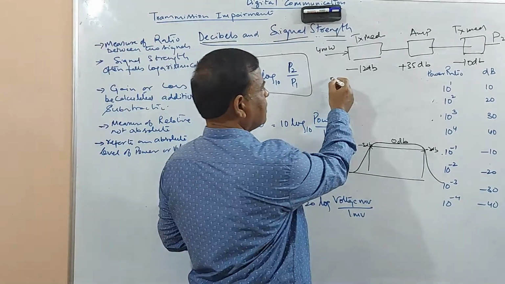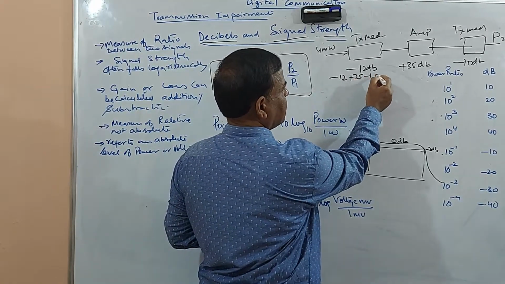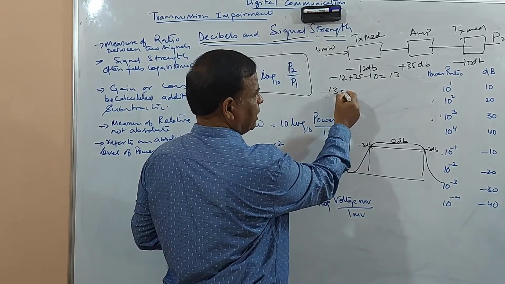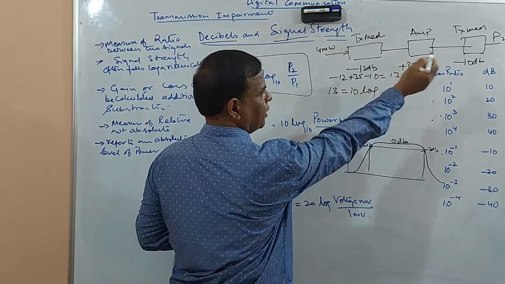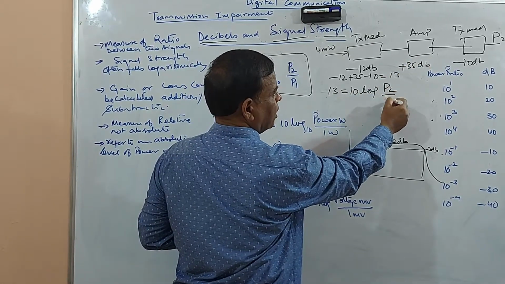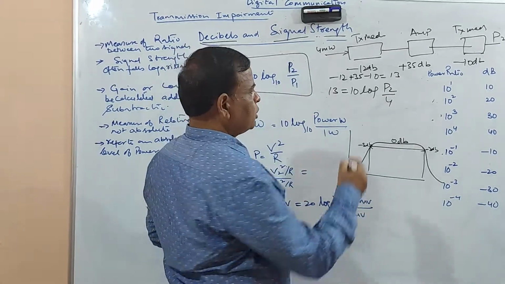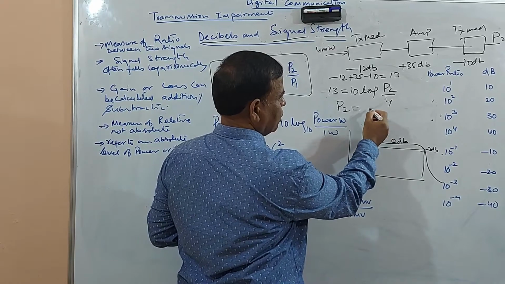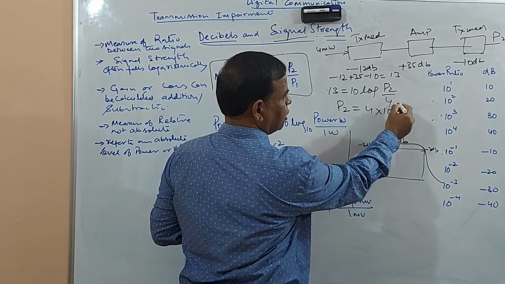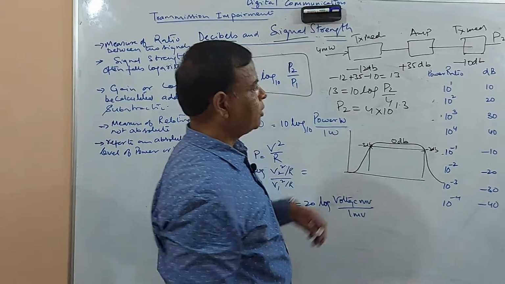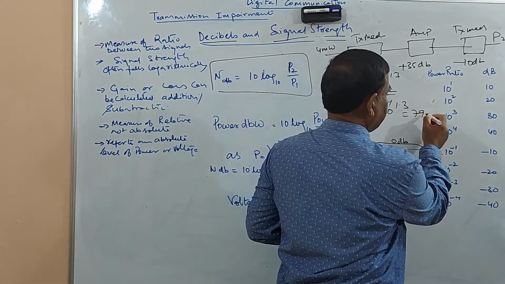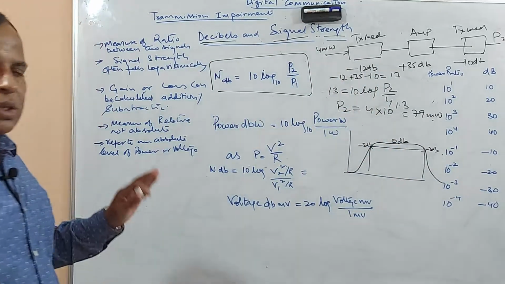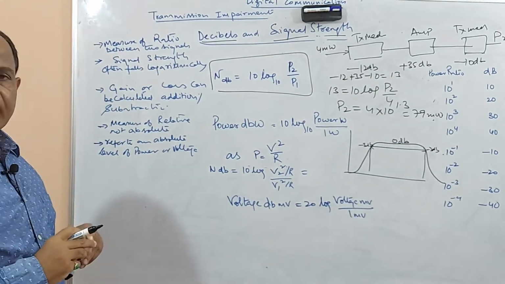Okay, so you can simply say minus 12 plus 35 minus 10, result is 13. If you equate this, 13 dB is equal to 10 log, and you don't know the power, so input power is 4, so the result is P2 is equal to 4 into 10 to the power of 1.3. If you calculate, you will get around 79 milliwatts. Okay, so that's why it is so convenient using the decibels.